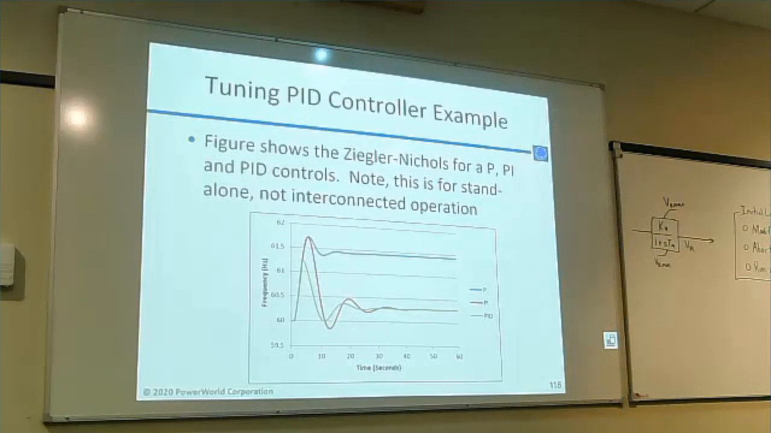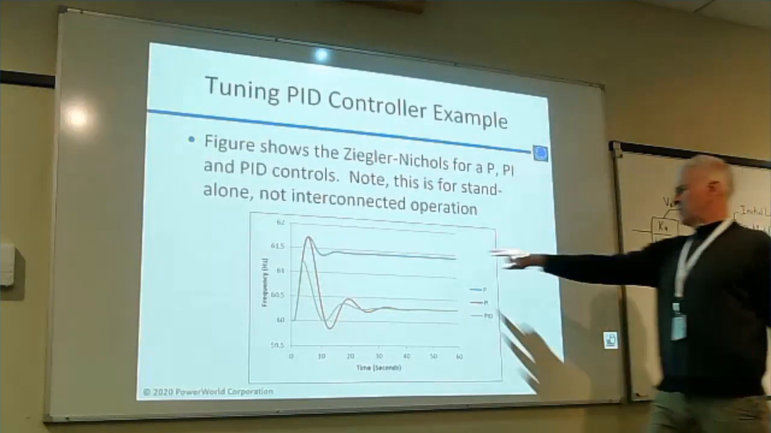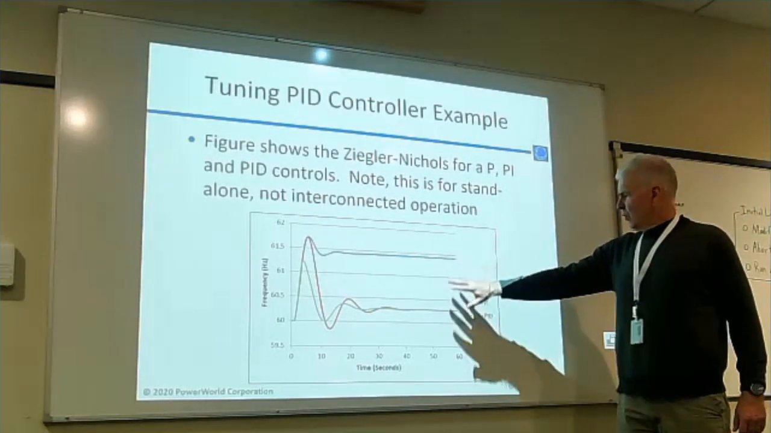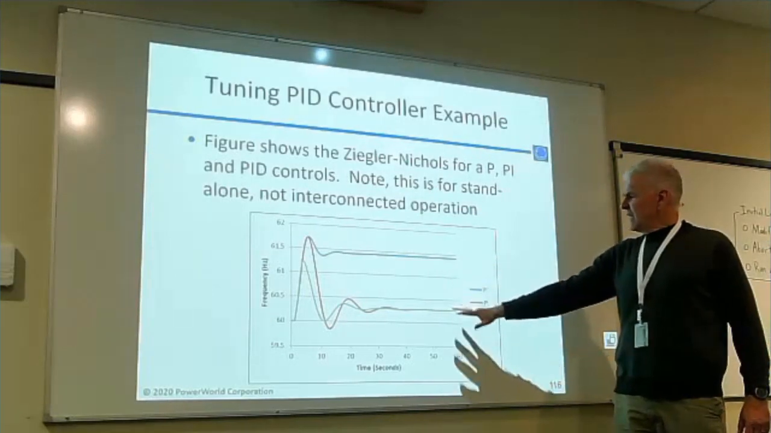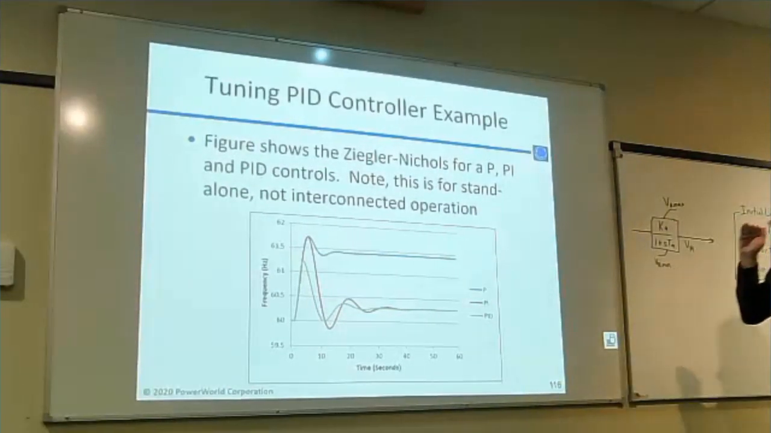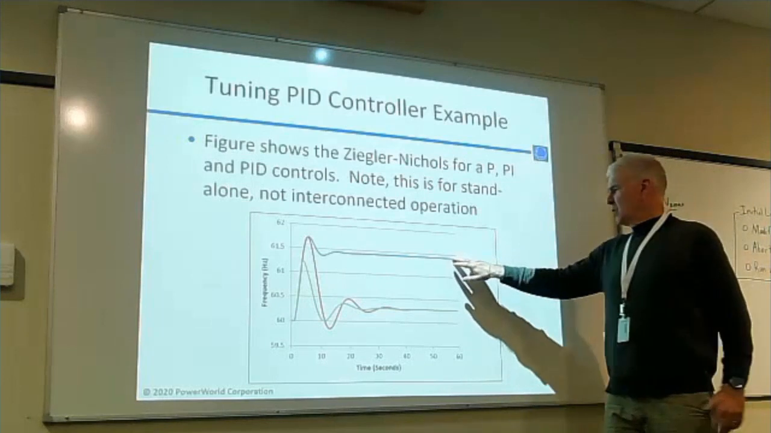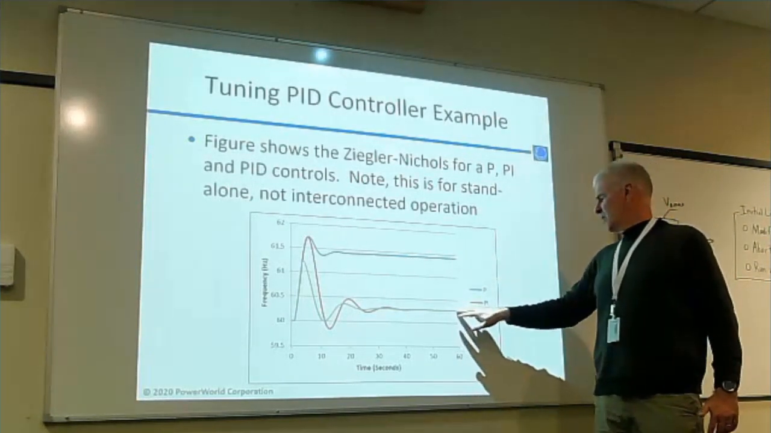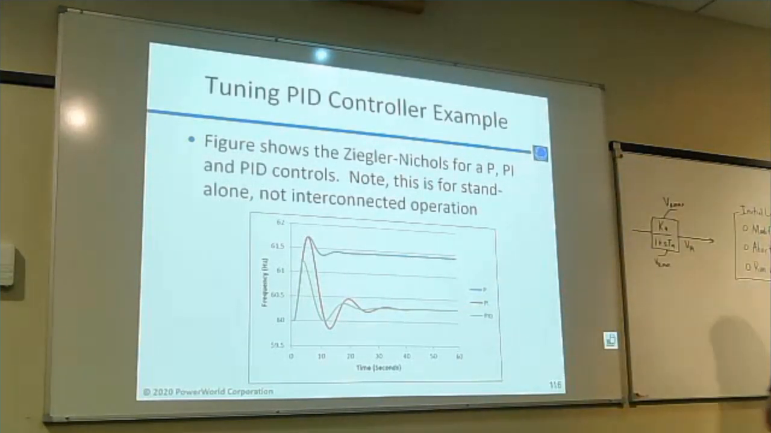That's the best you can get with the P, and of course with the P, any of these are going to give us a non-zero error because we've got the droop control implemented. But with the proportional, you get a much larger error than you get with the integral and with the PID.